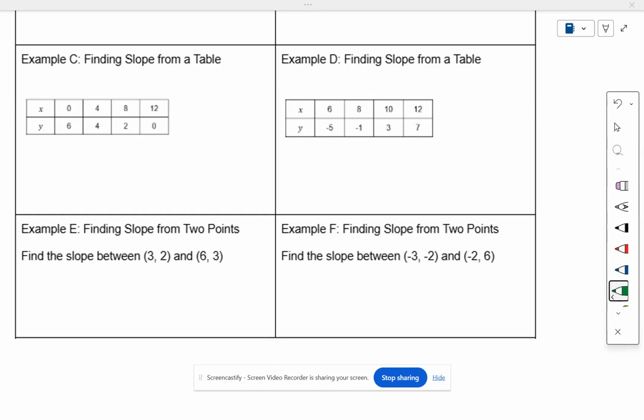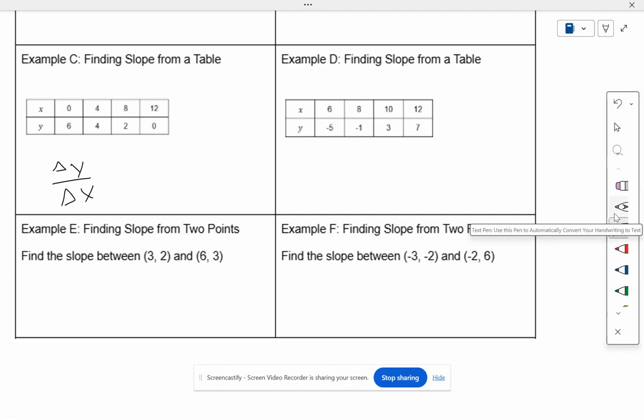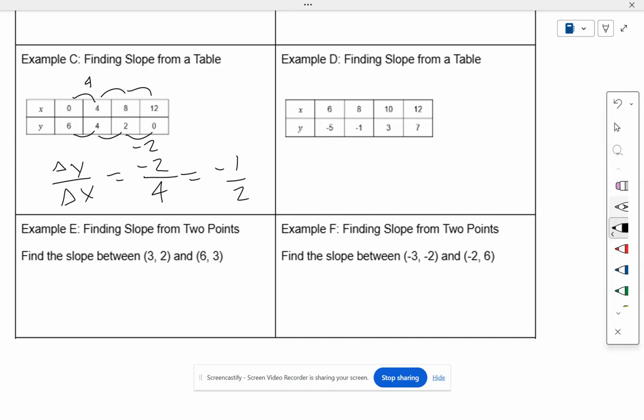Finding slope from a table is also fairly straightforward. Again, we're going to use the fact that we know it's change in y over change in x. That's our slope. And if we look at our change in y, we can see that it is going down by 2 every time. And if we look at our x, it's going up by 4 every time. So our change in y is -2. Our change in x is +4. So it's -2 over 4, or we can simplify that as -1/2.